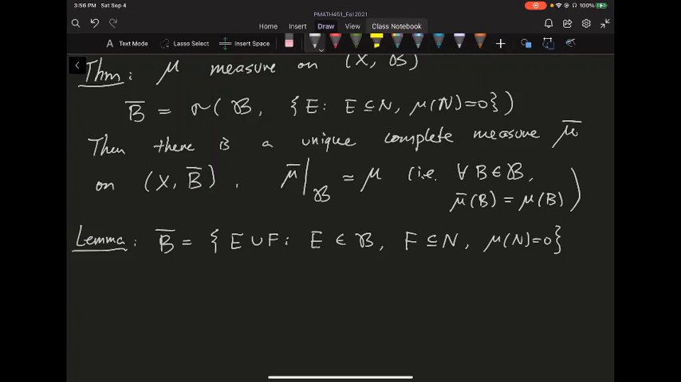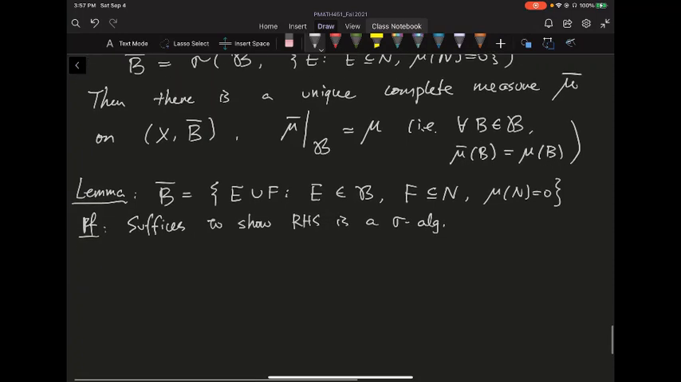Well, to show that B bar, the sigma algebra generated by these elements, is equal to this description, I basically need to show the right-hand side, first of all, is a sigma algebra. The right-hand side clearly contains all of B, and it contains all the subsets of null sets. So I actually only need to show that this is a sigma algebra. So proof: it suffices to show the right-hand side is a sigma algebra.